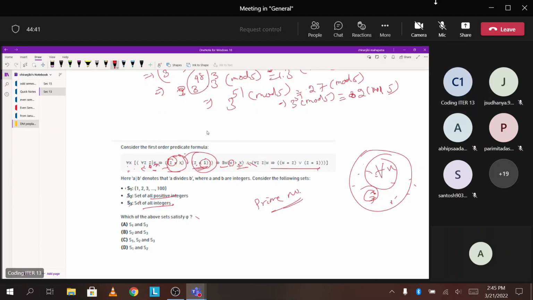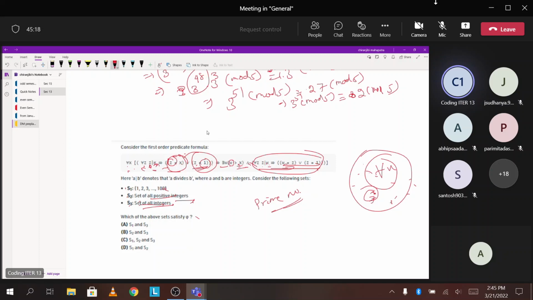Okay, ये स्टेटमेंट का ये भी नहीं है, ये भी सेम स्टेटमेंट है, यहाँ पे तुम देख सकते हो for all z, if z divides w, the same statement. Okay, so consider the following fact, this one. So S1 equals to 1 to 100, S2 equals to 1 to infinite, only positive numbers.